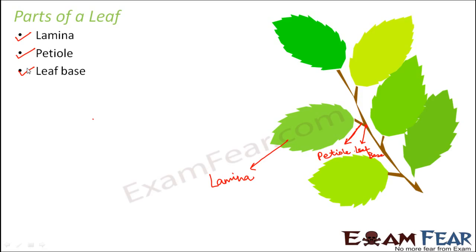Now we will talk about each of these parts in detail, and the function of each of these parts. Let me tell you one more thing. When I talk about lamina, sometimes lamina is also known as leaf blade. In many books, you will see that leaf blade and lamina are used interchangeably.